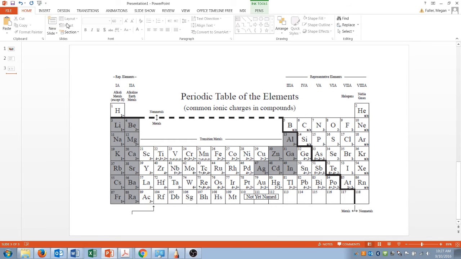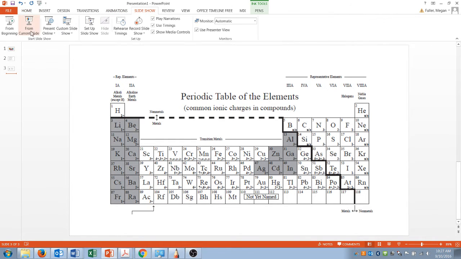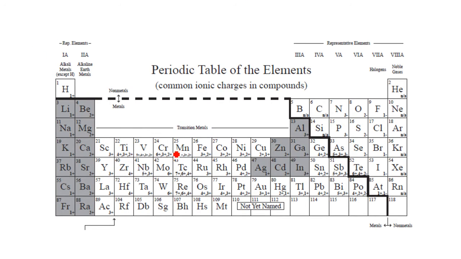If we just look at manganese, right? You maybe can't make these out very well, but manganese can have a +7, a +4, a +3, or a +2 charge. It's why it's called a transition metal. So it can have multiple ionic charges. That's a problem for us when we're naming it, right?